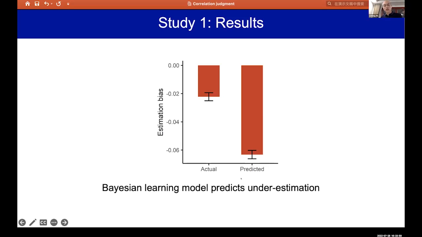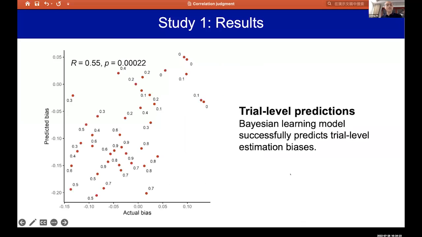But even more interestingly, we find that the Bayesian learning model, which is trained by the eye tracking data, can also predict an estimation bias in terms of judging correlations from scatter plots. Although the magnitude of underestimation is different, significantly so in this case, the direction is the same.